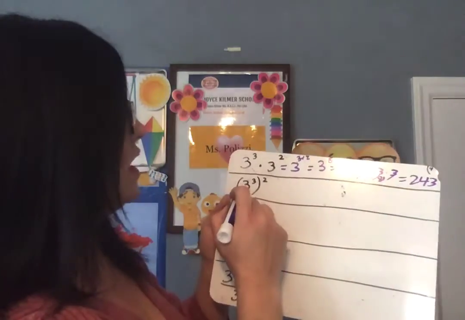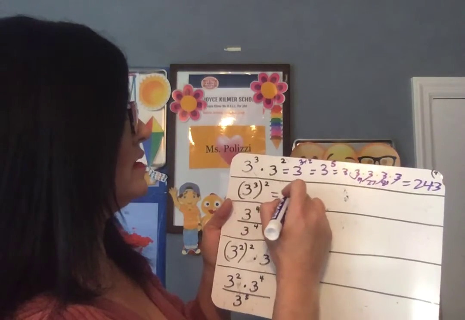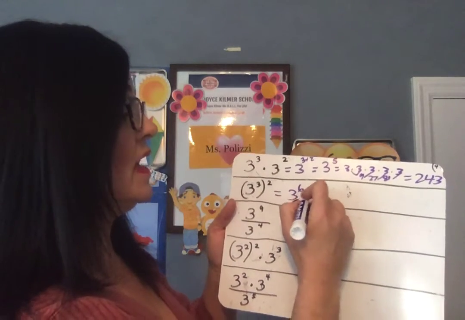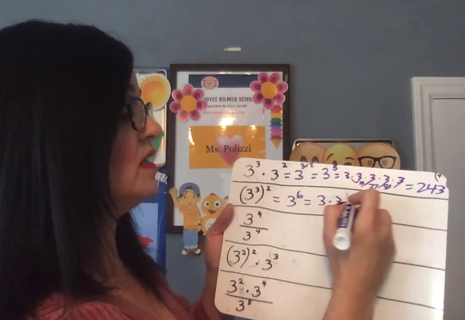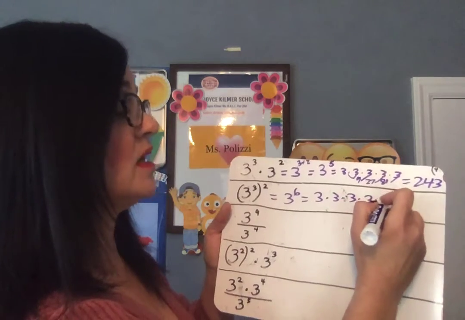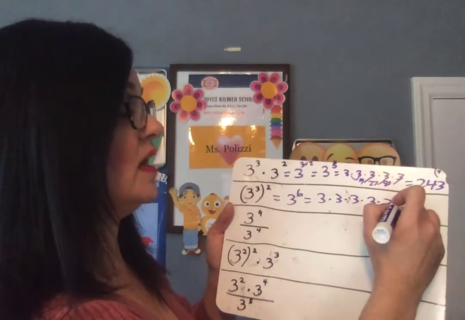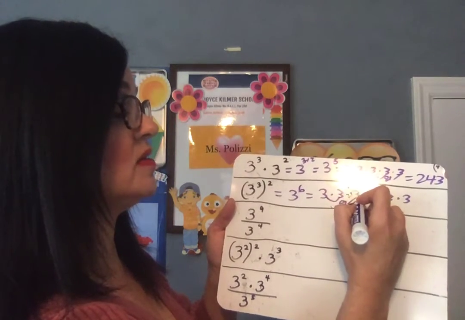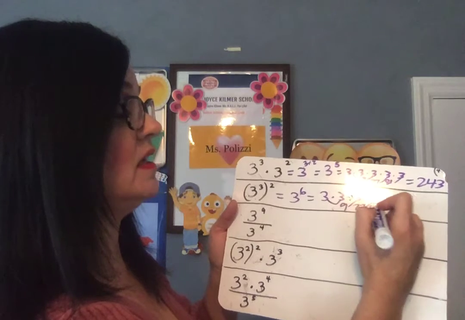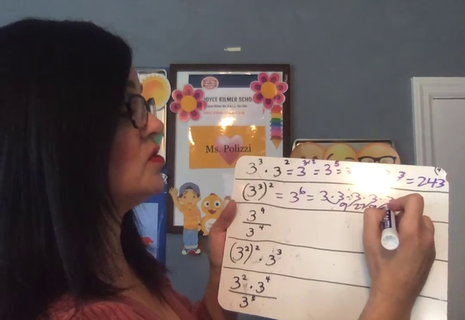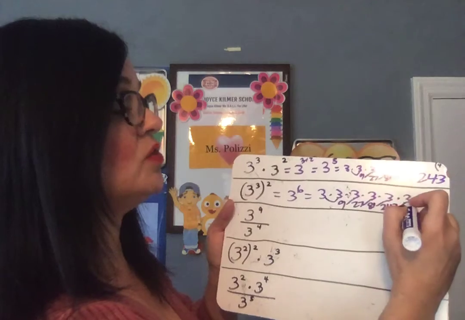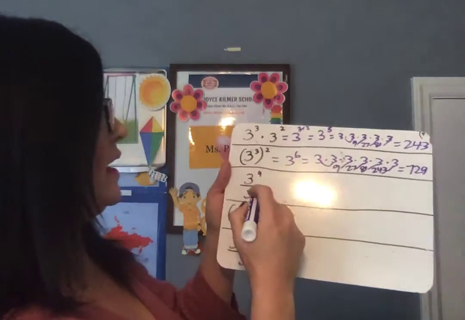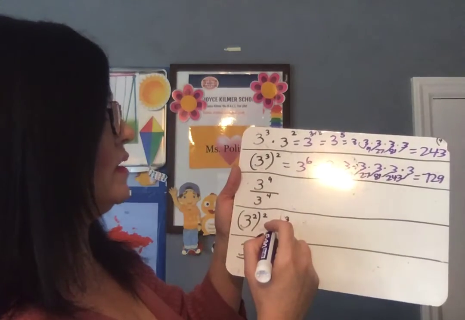So over here you have 3, keep the base, and then since it's a power to a power, 3 times 2 is 6, and that again means 3 times 3 times 3 times 3 times 3 times 3. 3 times 3 is 9, times 3 is 27. 27 times 3 is 81. 81 times 3 is 243. And then 243 times 3 is 729.